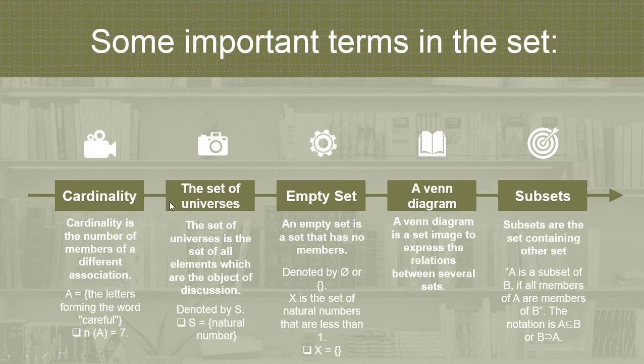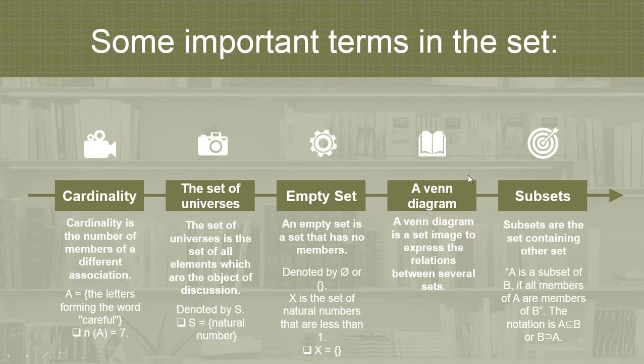2. The universal set. The universal set is the set of all elements which are the object of discussion. The universal set is denoted by S. Example, S equals natural numbers. 3. Empty set. An empty set is a set that has no members, denoted by this or this. Example, X is the set of natural numbers that are less than 1. So, X equals this.